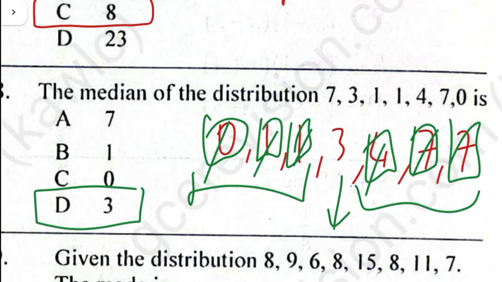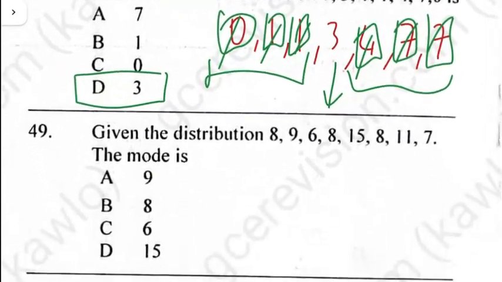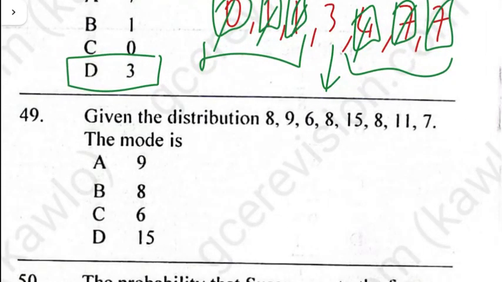The next question reads, given the distribution 8, 9, 6, 8, 15, 8, 11, 7, what is the mode? The mode is the number that occurs the highest number of times or has the highest frequency. Here we can clearly see that 8 occurs once, twice, thrice, and that's the highest occurrence. And therefore, the mode of this distribution is 8.